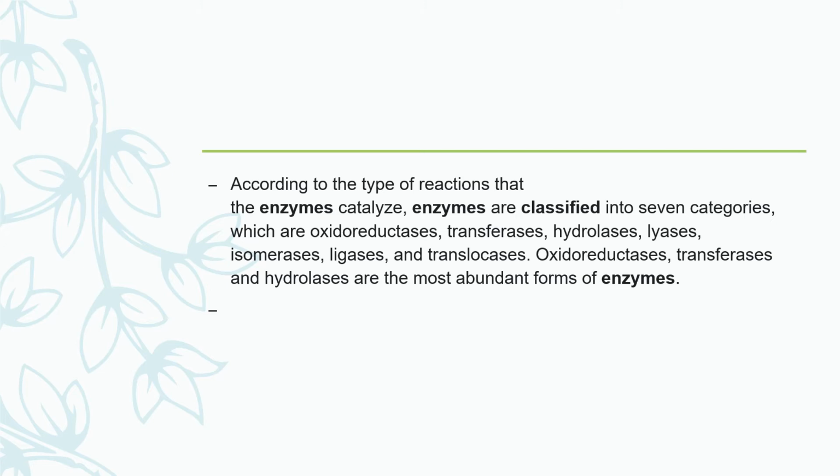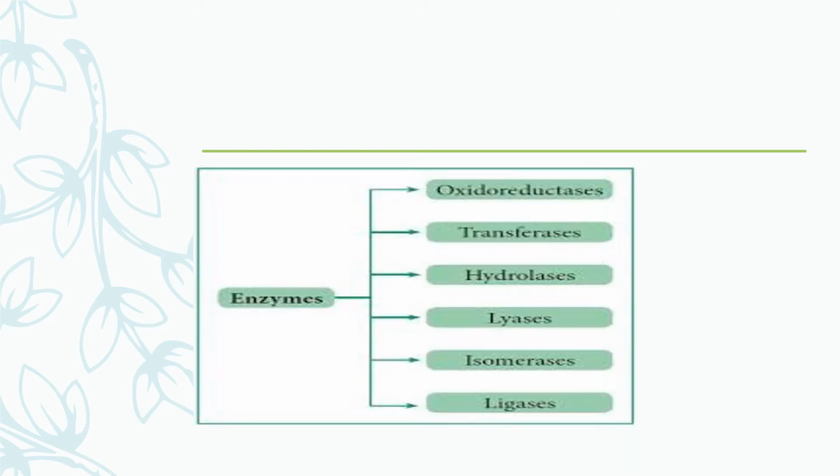Now according to the type of reaction that enzyme catalyzes, on that basis enzymes are classified into 7 categories: oxidoreductases, transferases, hydrolases, lyases, isomerases, ligases and translocases. And out of these, oxidoreductases, transferases and hydrolases are the most abundant forms of enzymes. So this is the classification of enzymes you can see over here.